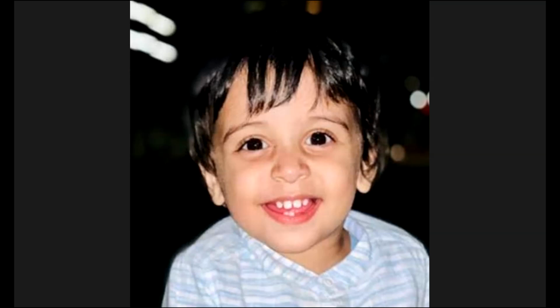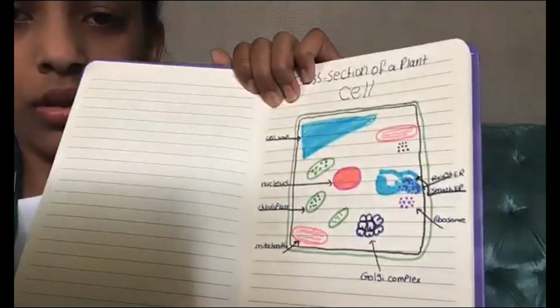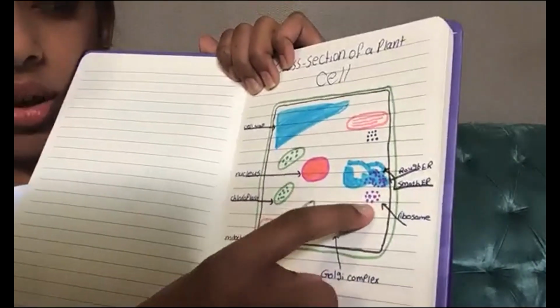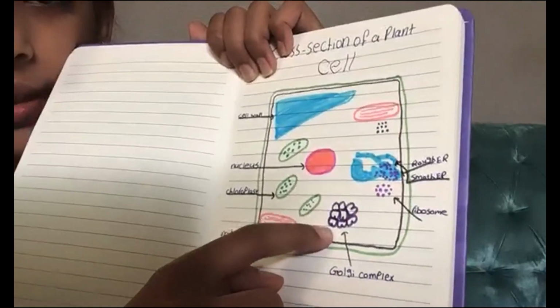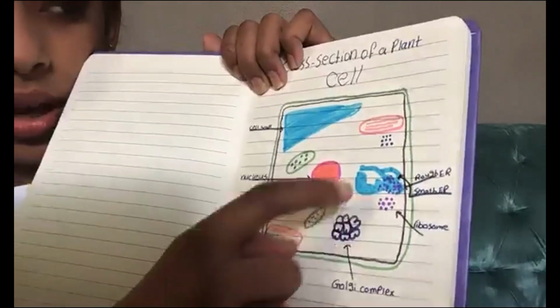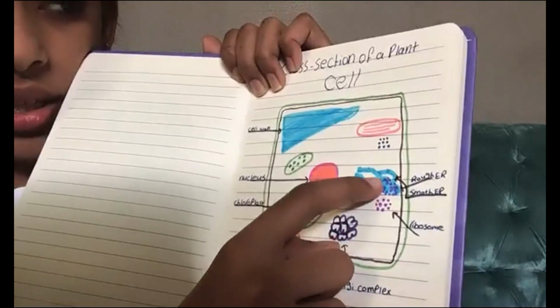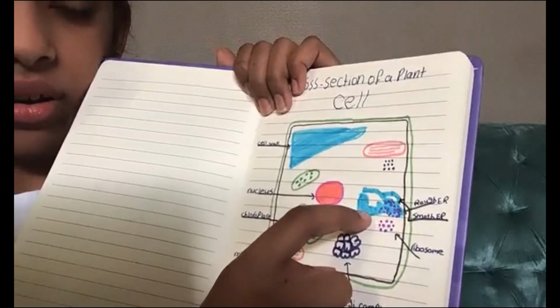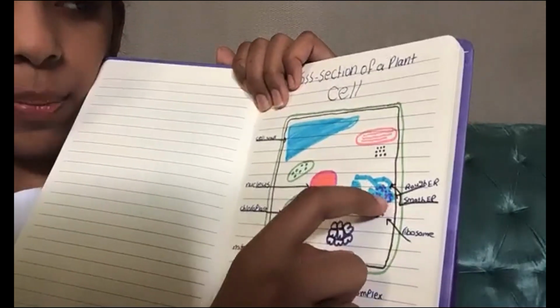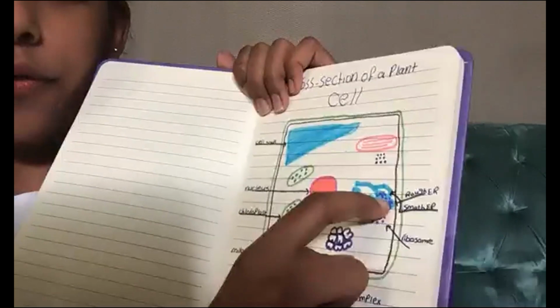I cannot see your screen. Yeah, now, yes. And this one is the ribosome. Excellent. The Golgi complex. Good. And the blue one is the smooth ER. Yes, smooth ER. And the purple one is the rough ER.